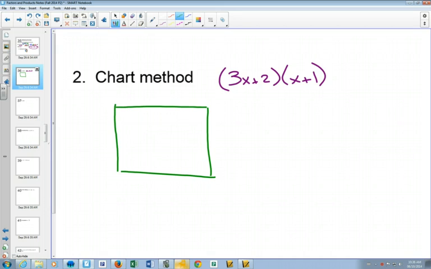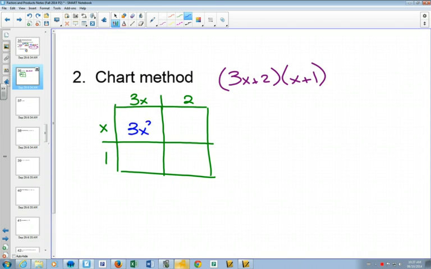And what we're going to do is we're just going to split it up by terms. 3x there, and 2 here. And on this side, if I had an x plus 1, I could put an x there and a 1 there. So we're breaking up the terms. And then it just becomes a multiplication chart. You fill in all the boxes. What happens when I multiply 3x times x?